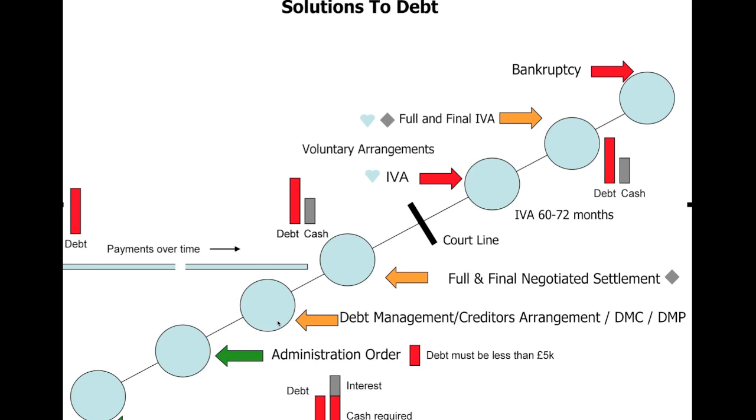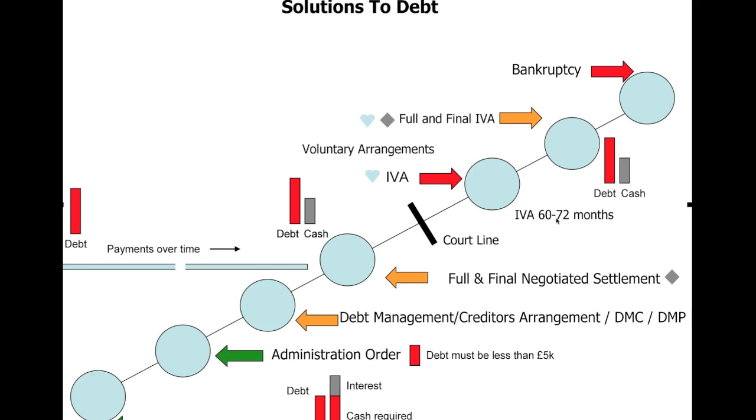What I didn't mention before, because it's not so common, and you have to be in a debt management plan to do it, is a full and final negotiated settlement. This is where the debt, say 50,000, and we offer 25. Then often, provided the client's in a debt management plan, often creditors will accept that. So we get that.